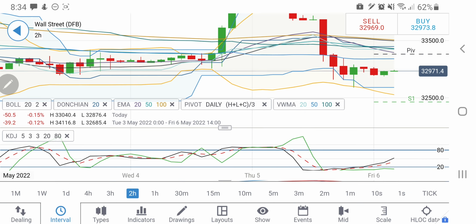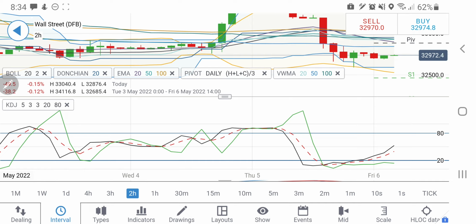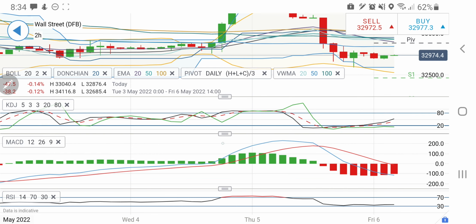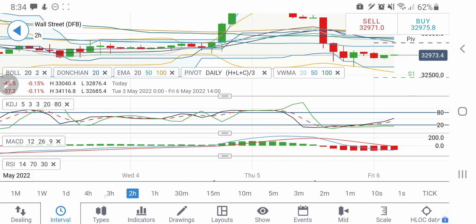On the downside, if it breaks 32,900 and trades below that successfully, we may expect 32,700, 32,500 and below levels can also be expected. And if you look at the 2-hour stochastic looking upwards, indicating a little bullish move, MACD trying to converge, RSI near the oversold zone.